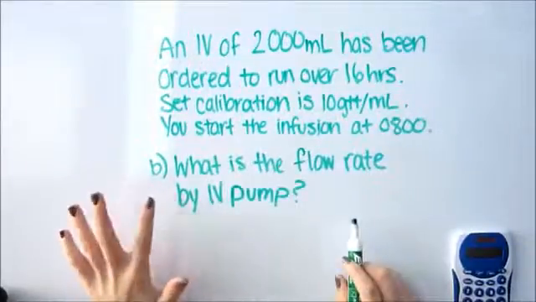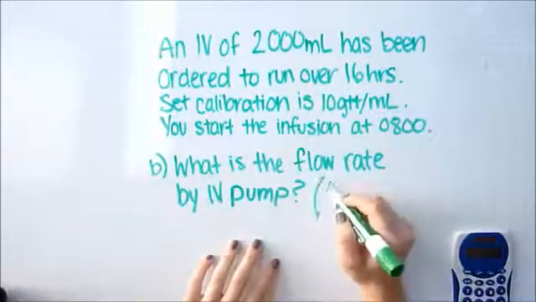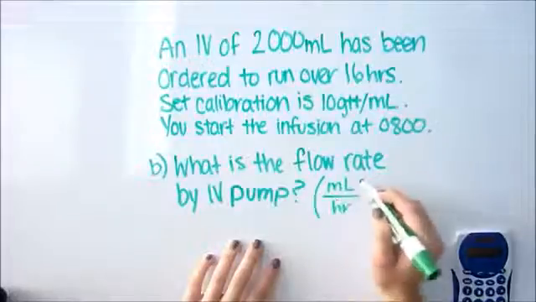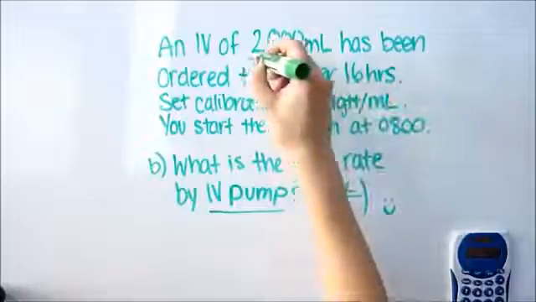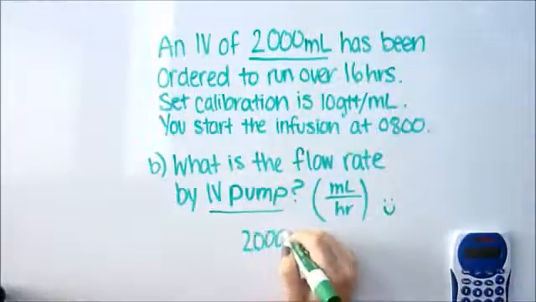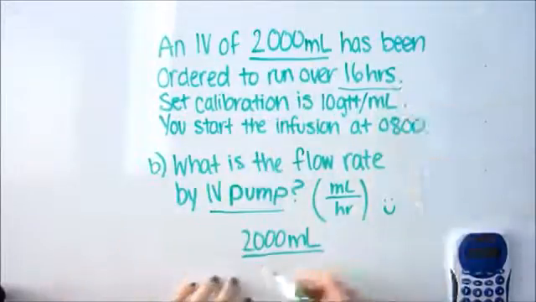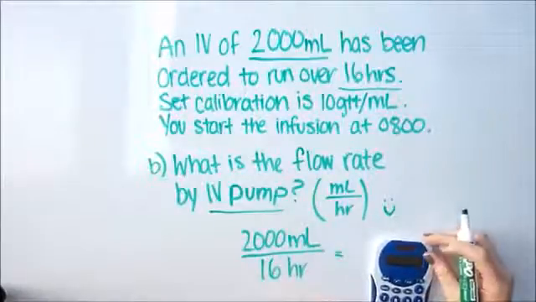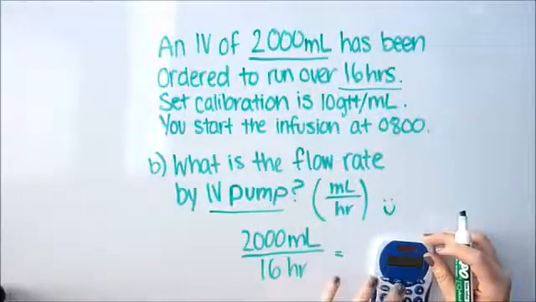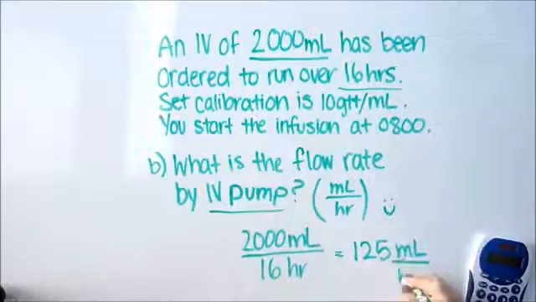So now we're going to figure out what is the flow rate by IV pump. And basically what that means is our ml per hour. They're just trying to trick you with this little wordage. But we got this. No tricking here. Okay. So we're going to use our volume, 2,000 mLs. And we're going to divide that by 16 hours. Which will give us 2,000 divided by 16, 125 ml per hour.